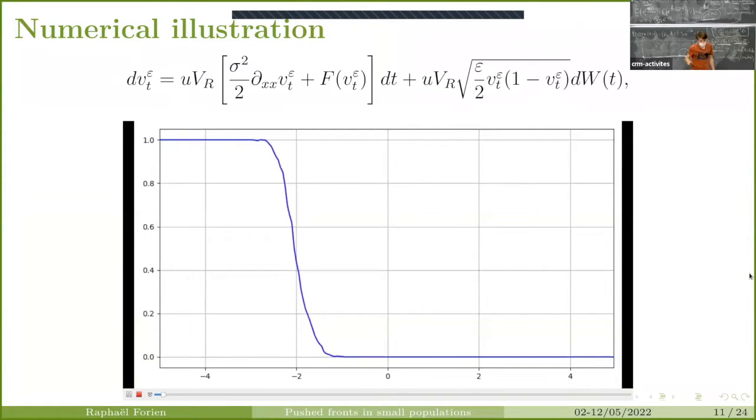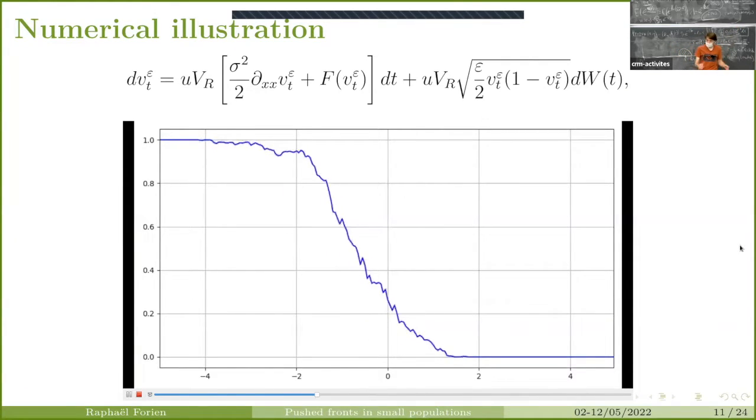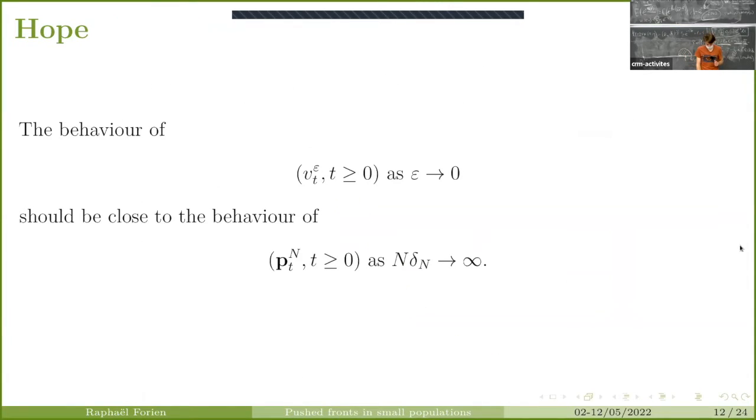So this is what the picture looks like. At the beginning it's a bit like the deterministic system. You see an interface developing, but the interface is a bit more wiggly than the other one, and you can see that it touches 0 at some finite point, and it's stuck at 0 beyond that, and it touches 1 on the left. It's still moving, but you can see that it's maybe a bit more difficult to move than in the previous simulation.